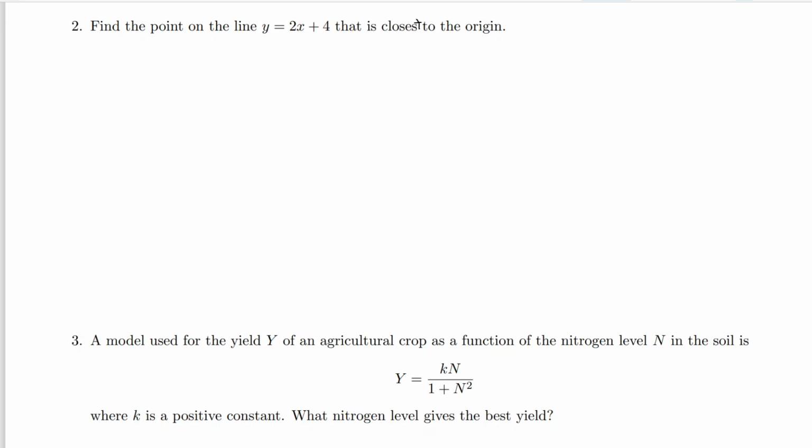Welcome back, everyone. In this video, I will be continuing the section on optimization. So number 2 here, it says find the point on the line y equals 2x plus 4 that is closest to the origin. So whenever you find something closest to something else, you're gonna think of the distance formula.